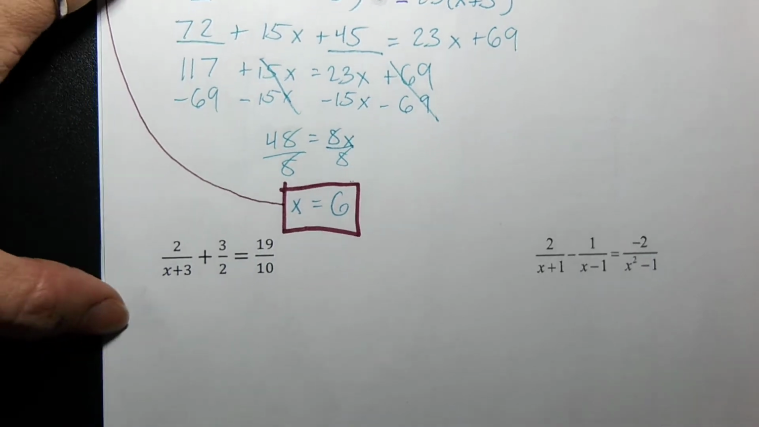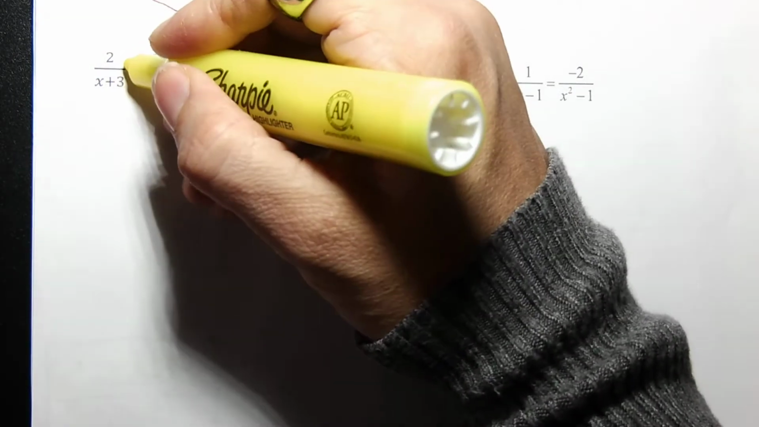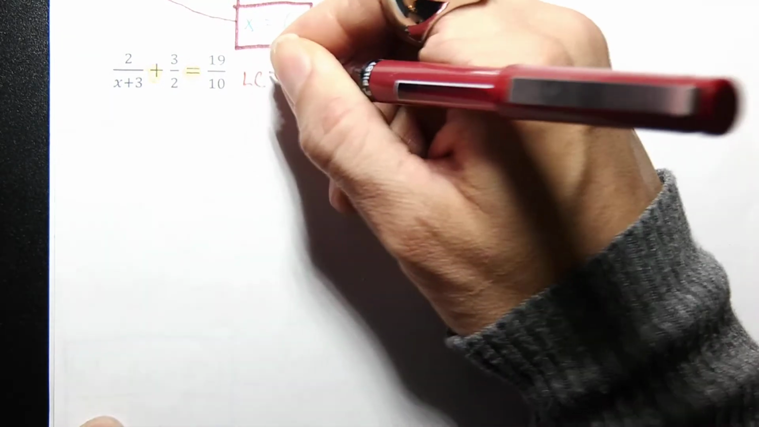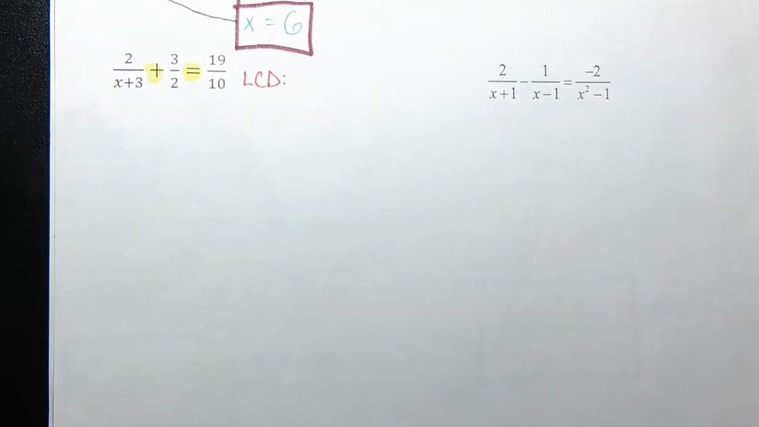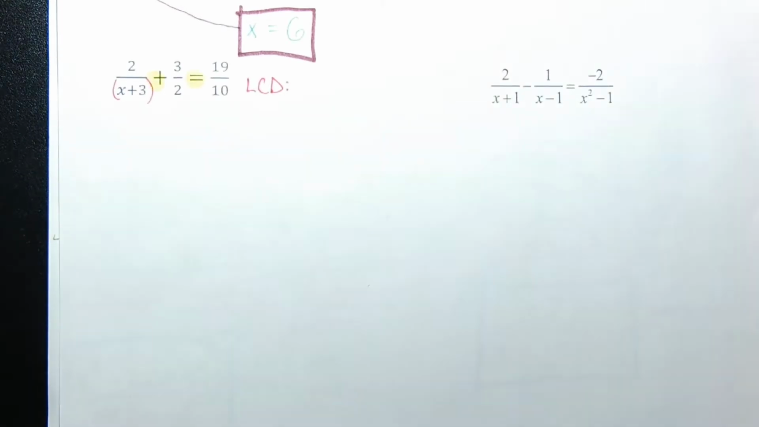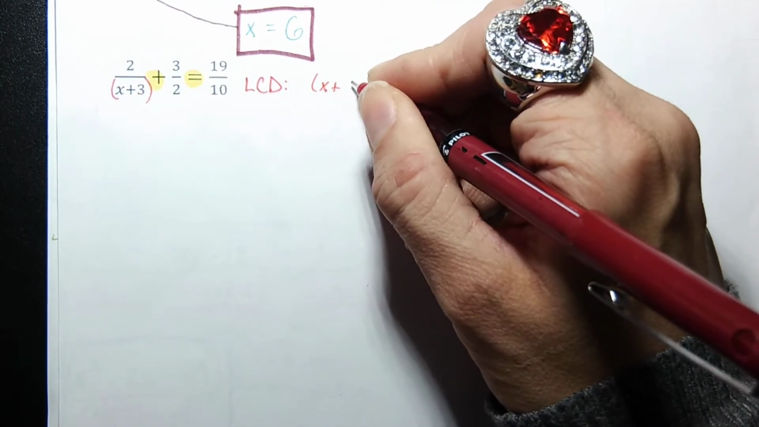So let's go ahead and look at the problem directly below it. First, we identify our operations. We've got adding and we've got an equal sign. Now that equal sign means that we can use our LCD as dynamite and blow up all of the fractions. So first, what is our LCD? What are we going to use as dynamite here? I've got x plus 3. That is its own binomial factor, so x plus 3 will be part of our LCD.